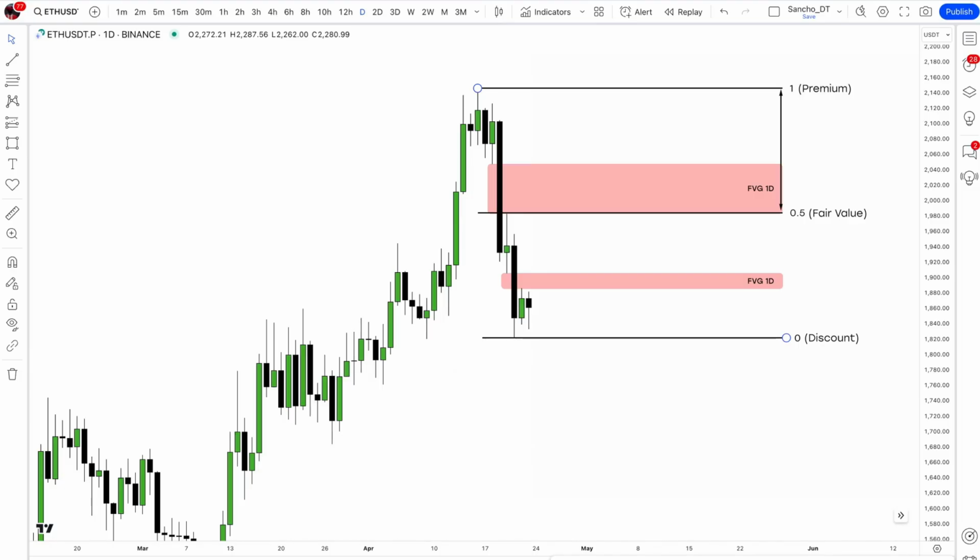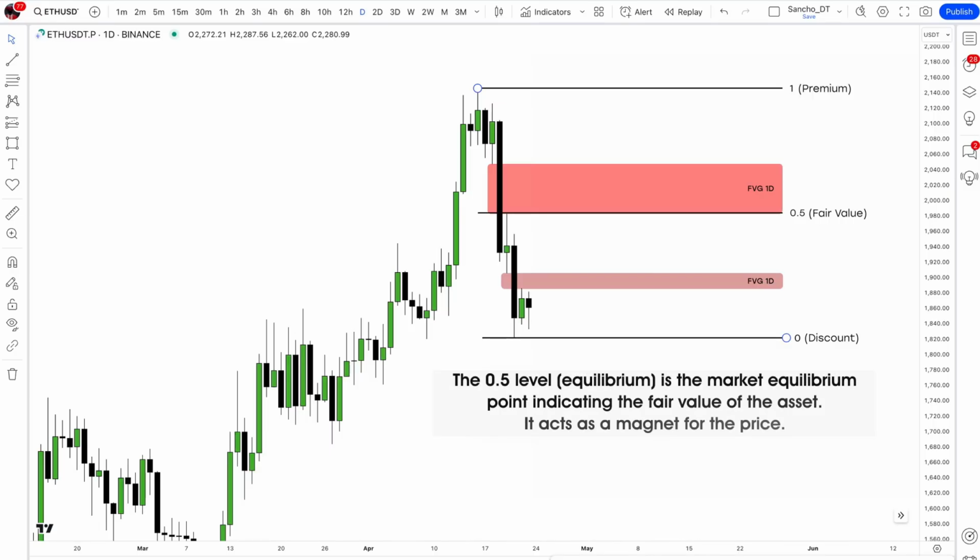In the premium zone, major players like funds and banks aim to sell off their assets at the best possible price before further price declines. Therefore, the second imbalance, located above the 0.5 level, typically has greater potential for response. It is supported by the actions of major market players and is more likely to result in a price reaction than the first, located in the discount zone. Remember that the market always seeks equilibrium, returning to the 0.5 level, where supply and demand balance out.